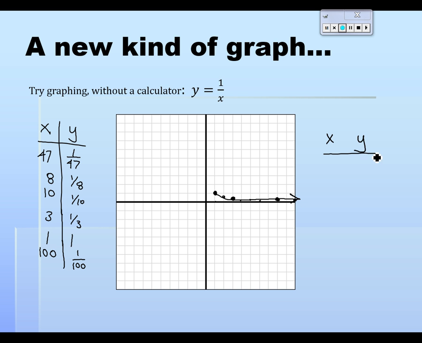We're not done yet though. What if my favorite number is negative 47? What is y? 1 over negative 47, or negative 1 over 47, same thing. Okay, so that's going to be over there. What about negative 8?